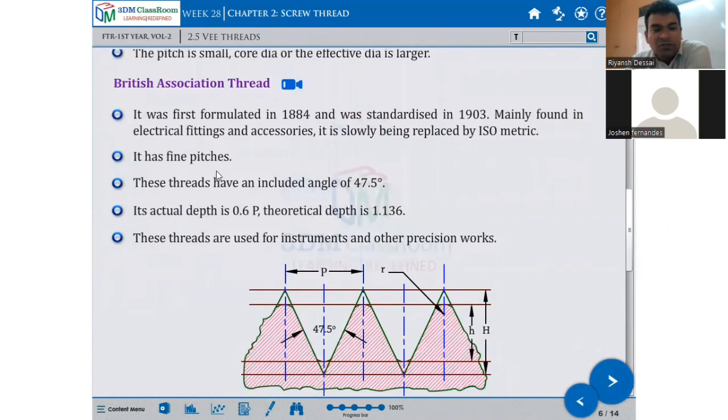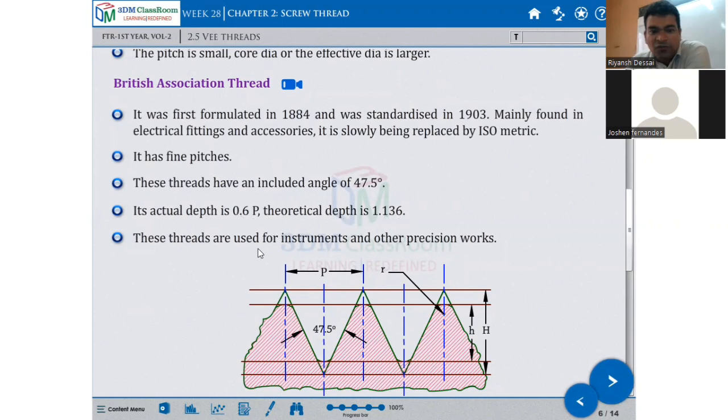It has a fine pitch. These threads have an included angle of 47.5 degrees. You have to remember this angle, since a question may ask: what is the included angle for the BA thread? Here the angle is 47.5 degrees. Its actual depth is 0.6 pitch. The theoretical depth is 1.136 pitch.